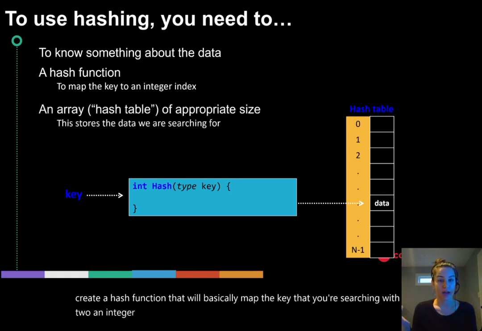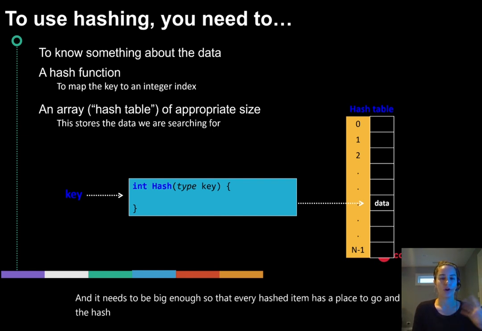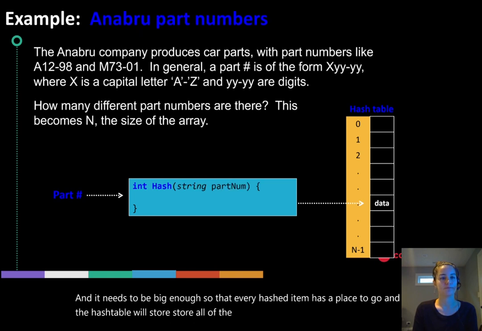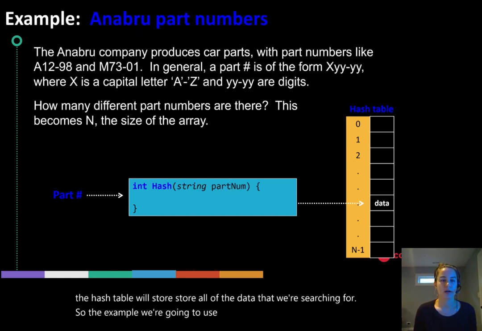Then you need an array, which we call the hash table, and it needs to be big enough so that every hashed item has a place to go, and the hash table will store all of the data that we're searching for. So the example we're going to use is looking at part numbers from a company called Annabrew.